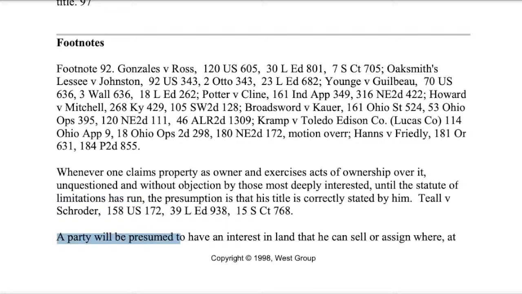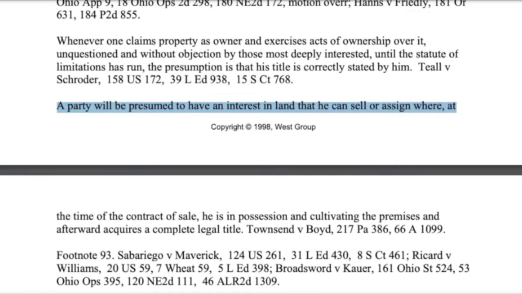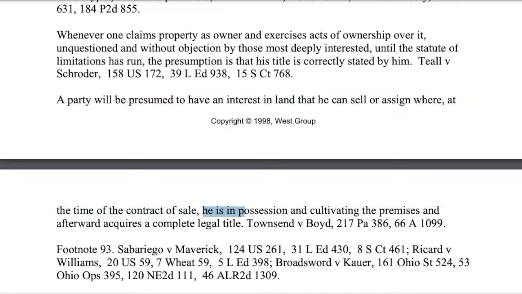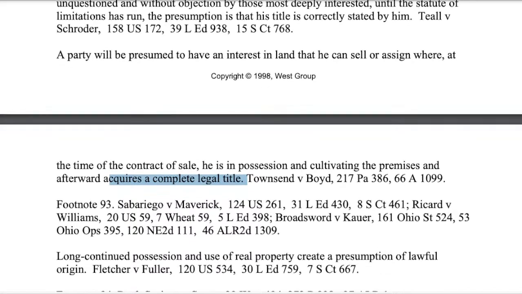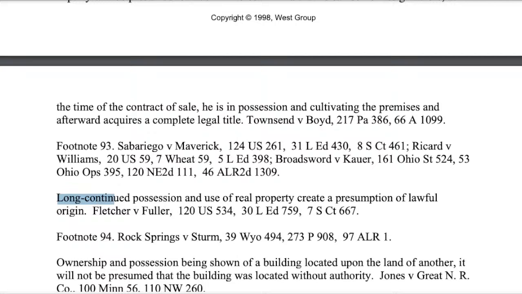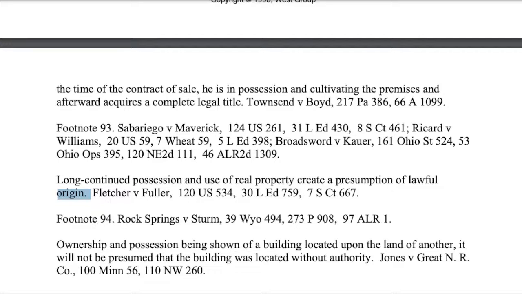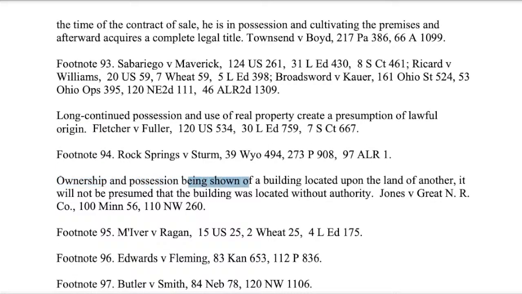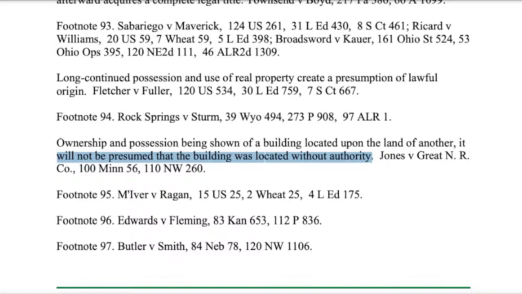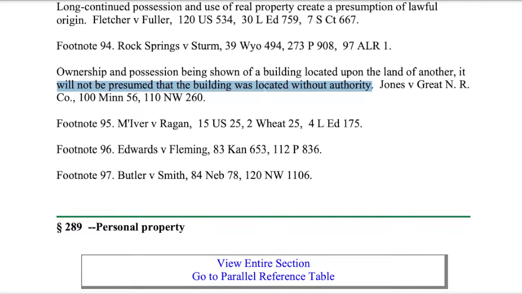A party will be presumed to have an interest in land that he can sell or assign, where at the time of the contract of sale he is in possession and cultivating the premises, and afterwards acquires a complete legal title. Long continued possession and use of real property create a presumption of lawful origin. Ownership and possession being shown of a building located upon the land of another, it will not be presumed that the building was located without authority. Of course. All right, beautiful section here.